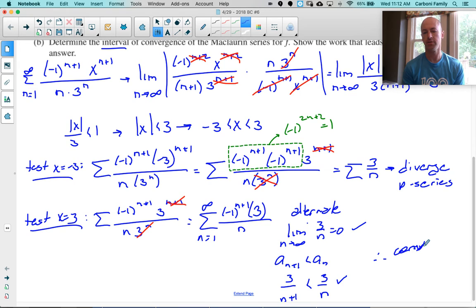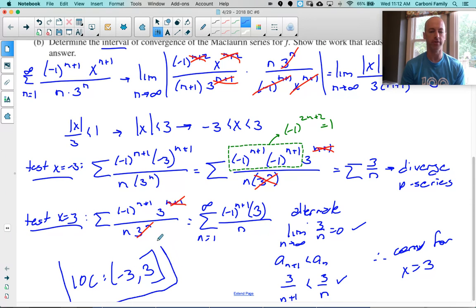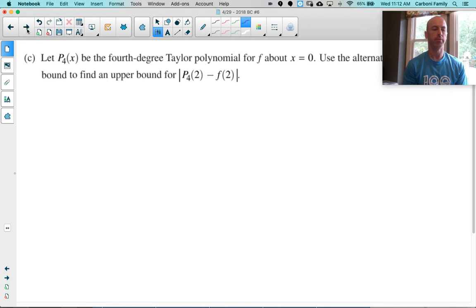Converges for x equals 3, which gives me my interval of convergence as we did not include the -3. We will include the +3, and there is your interval of convergence for part B. Wow, that was a beast. Okay, let's move on to part C.